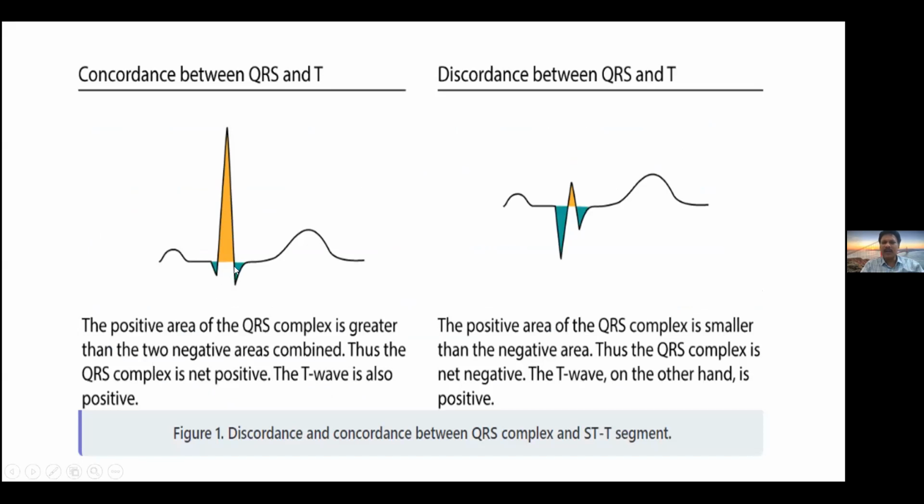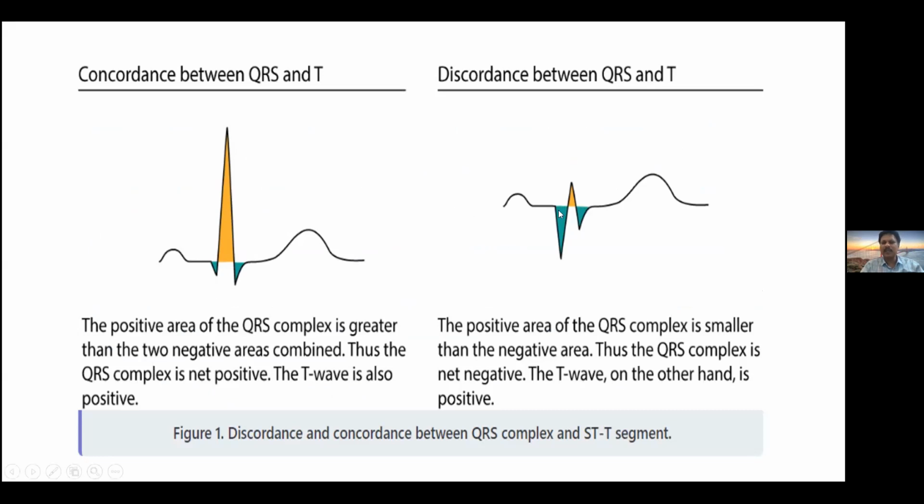It should be concordant with the QRS complex. If the QRS complex is not wide and not tall, then it should be concordant. It means it is predominantly on the same side as most of the QRS complex. So here you see the QRS complex predominantly positive, and the T wave is also positive. This is called concordant QRST. Whenever the QRS is positive, the T wave should also be positive.